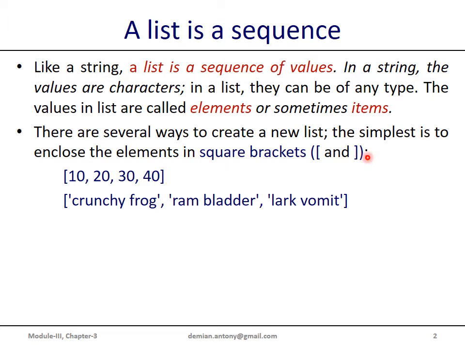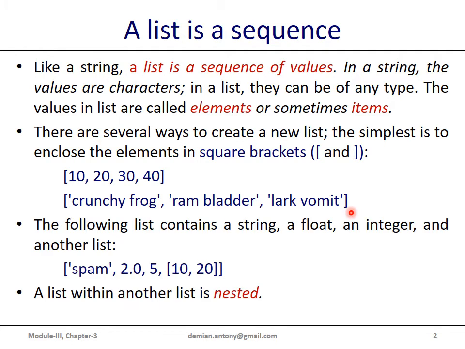How to create a list? The simple way is to enclose the elements with the square bracket or the index operator. In this example, we have a list having 4 elements: 10, 20, 30 and 40. And underneath, we have one more example wherein we have a list having elements of type string.